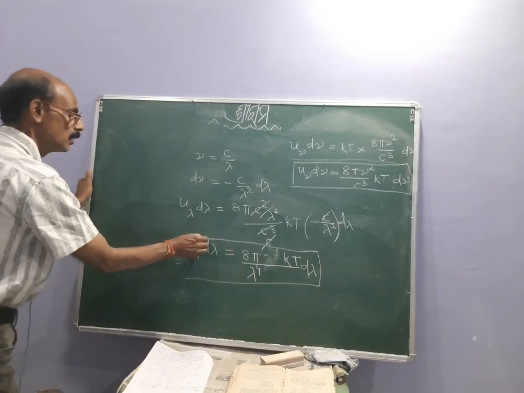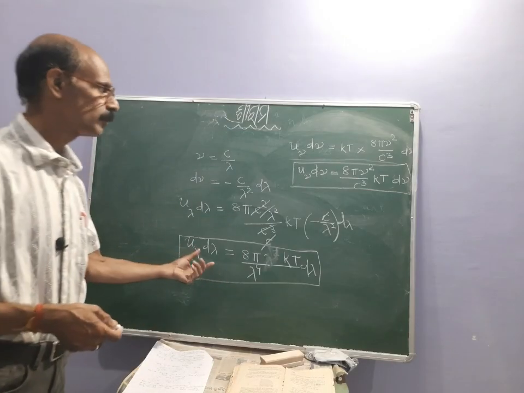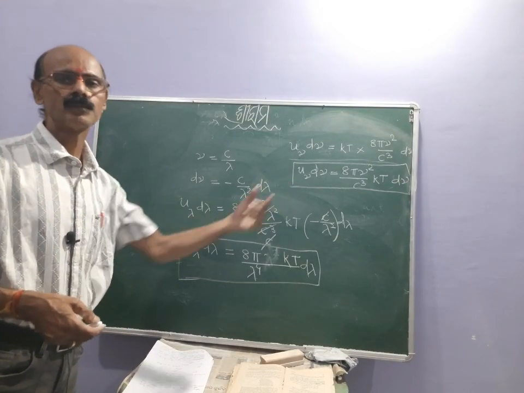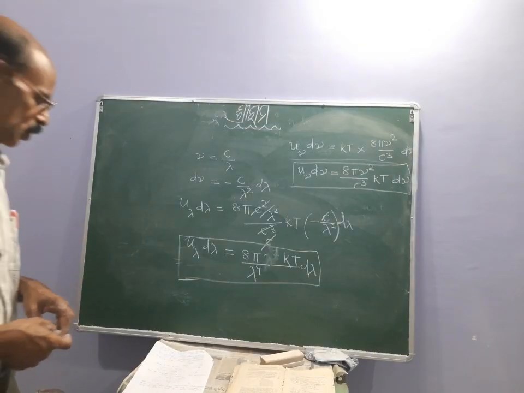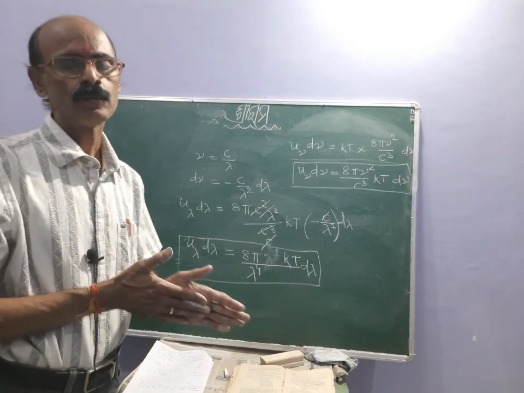This is the form of Rayleigh Jeans law in terms of wavelength, and this is in terms of the frequency. So this is all about the derivation of Rayleigh Jeans law.